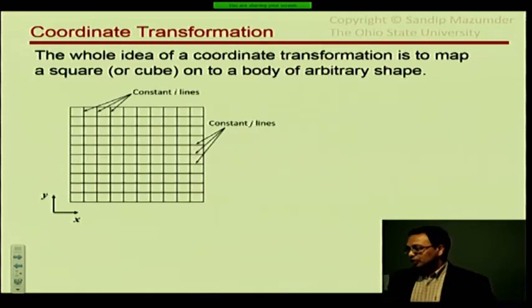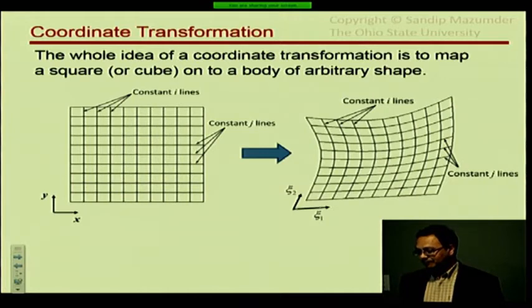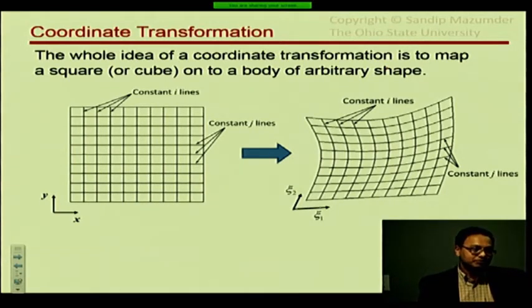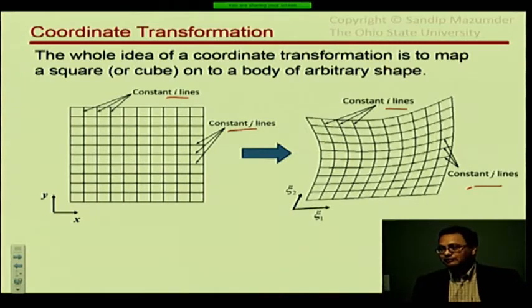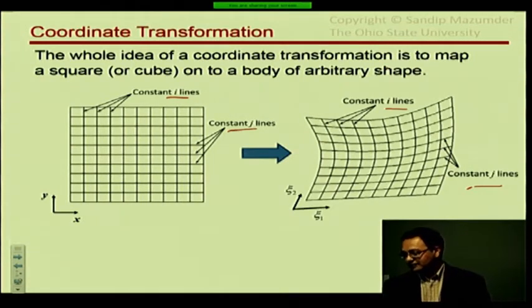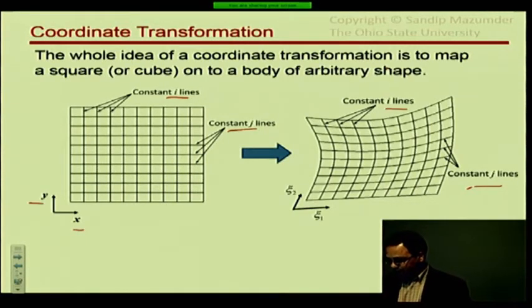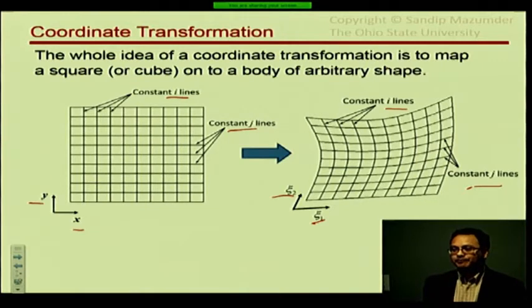So the idea is this, as I said, this is what we are trying to do. We take a square in 2D. This is a 2D example, but you can think of it in 3D also. You take a square and you map onto a different shape. Your constant I lines, constant J lines remain as is, except that they get distorted. And X and Y, sometimes we call it just X1 and X2 for generality, becomes xi1 and xi2. So xi1 and xi2 are your two transformed independent coordinate systems.